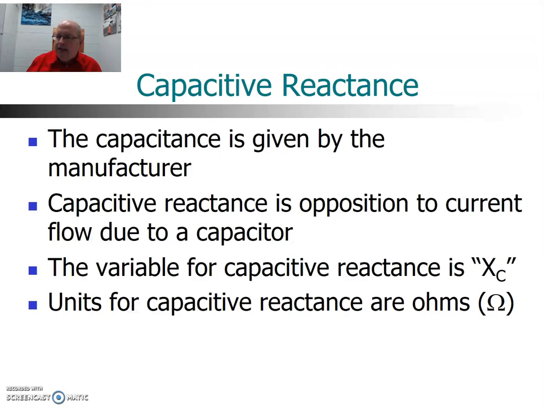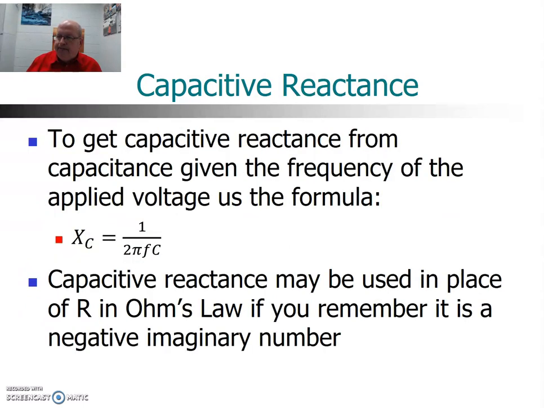That capacitive reactance is given by X with a subscript C because it's due to a capacitor. So reactance in general is given by an X. X with a subscript C is capacitive reactance. Units for capacitive reactance are ohms, just like resistors. In order to convert from capacitance to capacitive reactance, we use the formula X of C is equal to 1 over 2 pi Fc. Let me repeat that. X of C is equal to 1 over 2 pi Fc. Very, very important formula if you're studying circuit analysis.